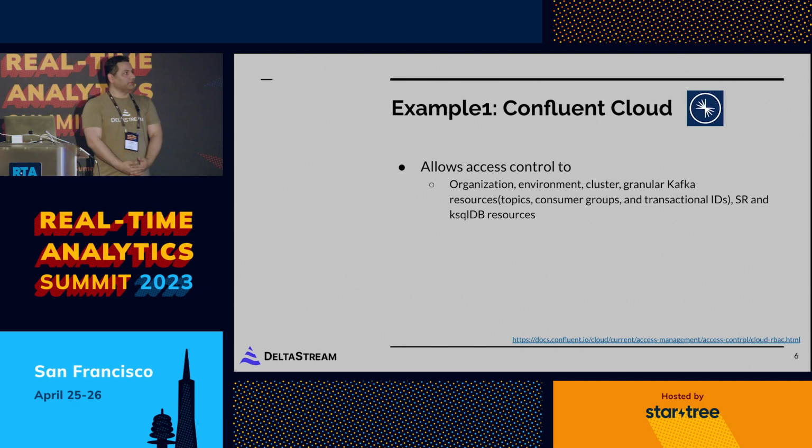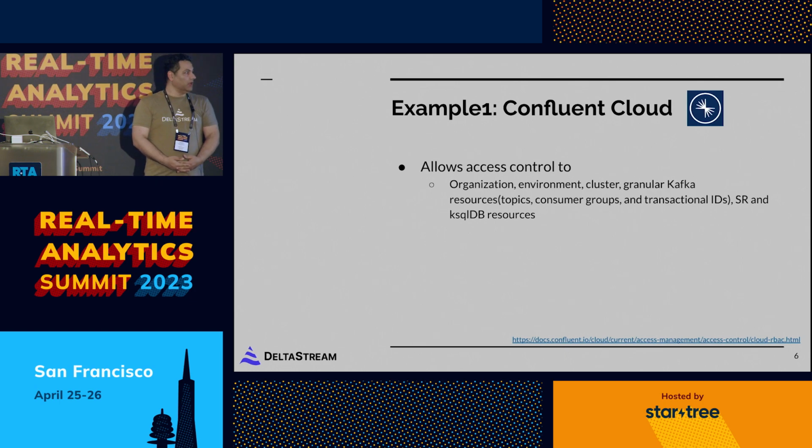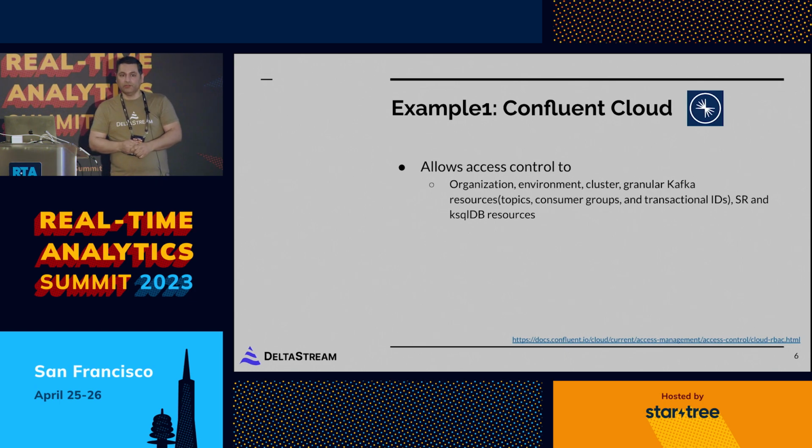So let's use our first example, Confluent Cloud. It's a very popular streaming storage service, if you will, Kafka. It's the main part of Confluent Cloud. And of course, you need to control who can access your data. In Confluent Cloud, they provide role-based access control. Let's see how it works.